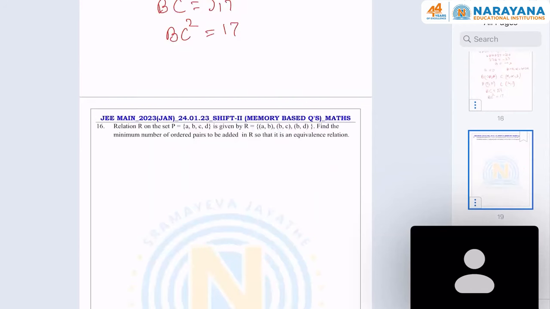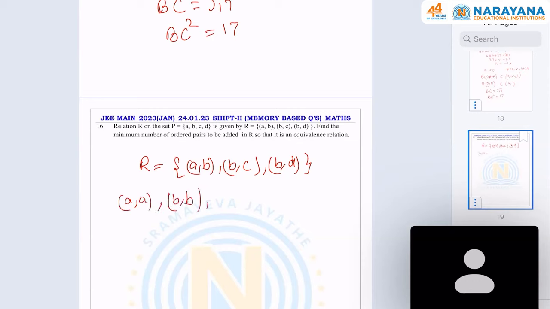Next one, relation R on the set P is equal to ABCD is given by R is equal to AB, BC, BD. Here, find the minimum number of ordered pairs to be added in relation R so that it is an equivalence relation. So first we have to make sure that the relation is reflexive. Reflexive means compulsorily we should get A comma A, B comma B, C comma C, D comma D. We have to add these ordered pairs, so I'm adding 4 ordered pairs.